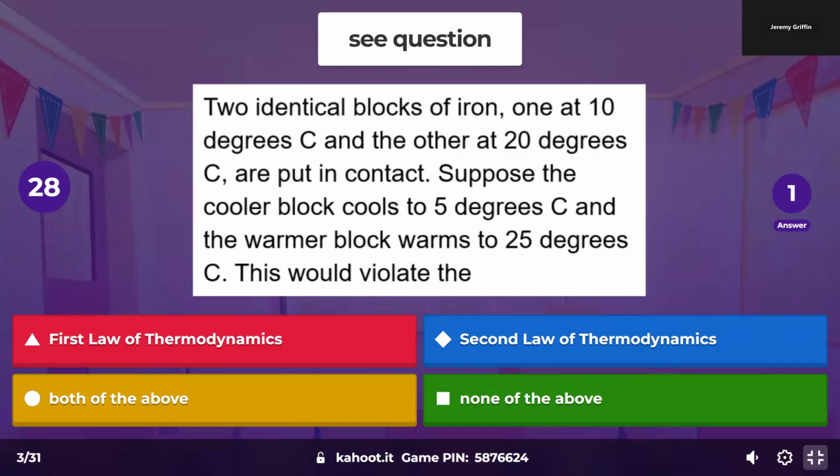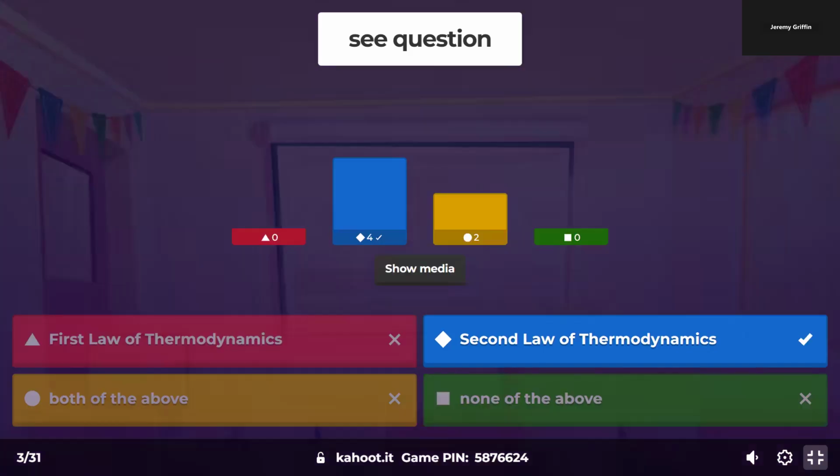Two identical blocks, one's at 10 degrees Celsius, the other's at 20 degrees Celsius, they're put in contact. Suppose you come back later and the cold one cools down even more to 5 degrees and the warm one warms up even more to 25 degrees. Ooh. Now that's never going to happen. Because why? Yeah, specifically the second law of thermo.